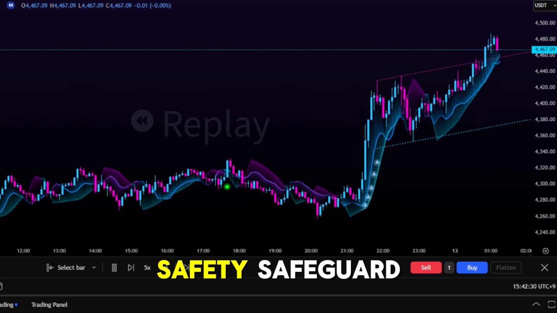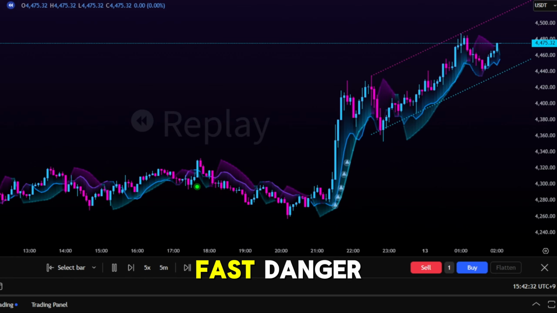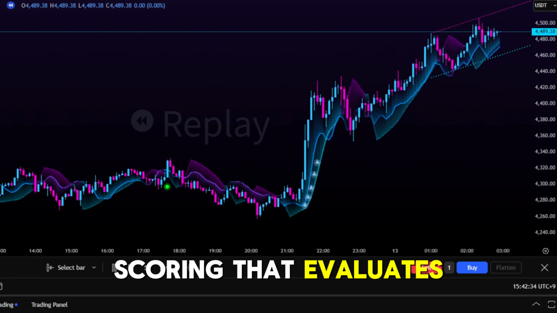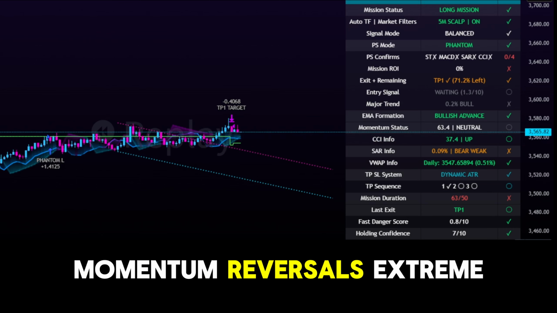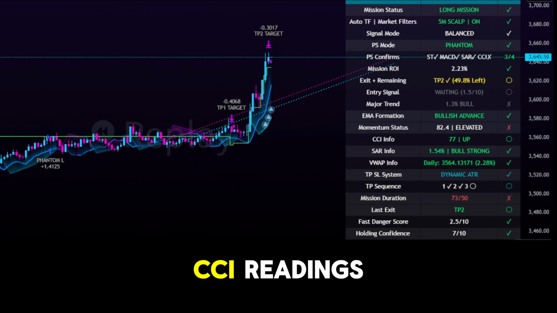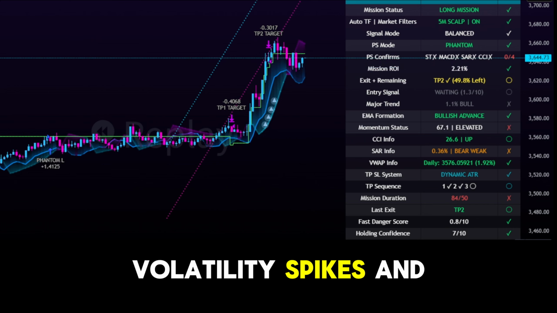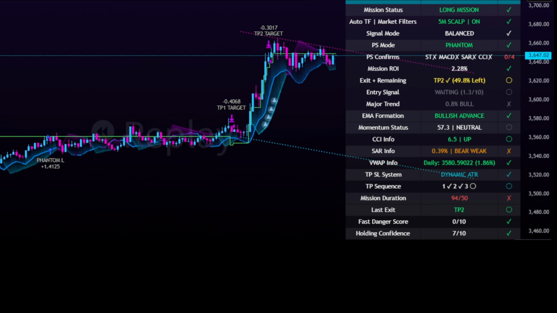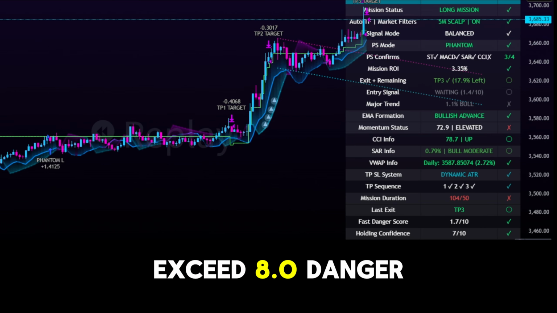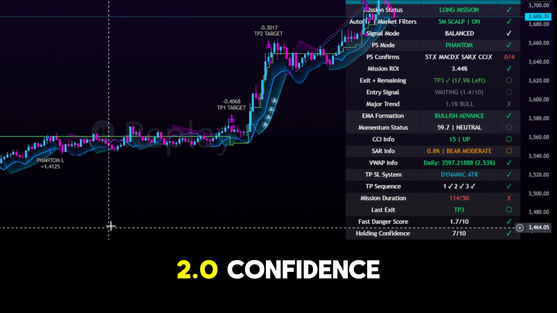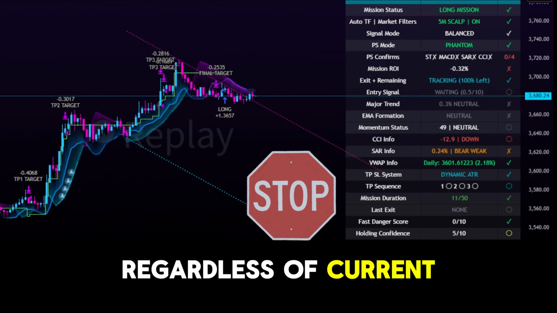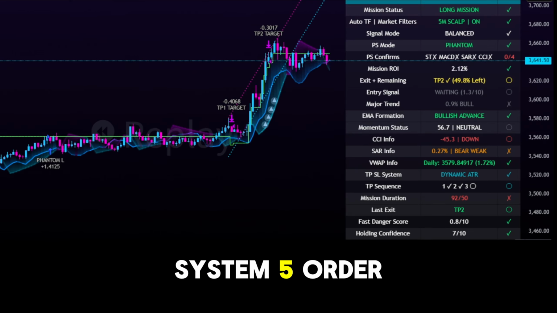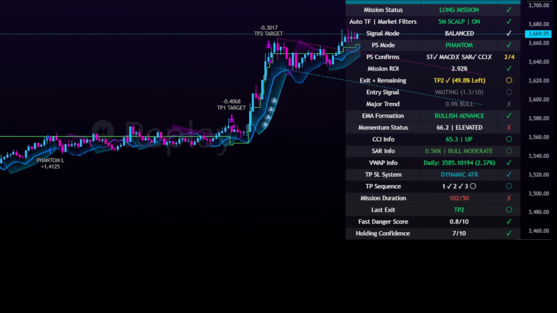As a separate safety safeguard, the system employs fast danger scoring that evaluates immediate threats including SAR distance deterioration, momentum reversals, extreme CCI readings, volatility spikes, and price action intensity. When combined scores exceed 8.0 danger with less than 2.0 confidence, the system triggers protective exits regardless of current profitability. System 5, Order Block Tracking System.